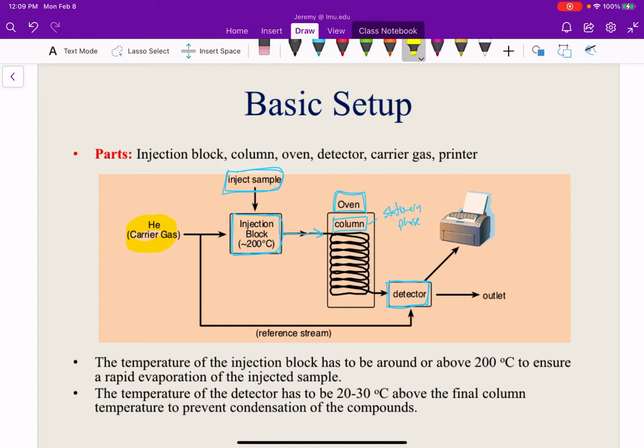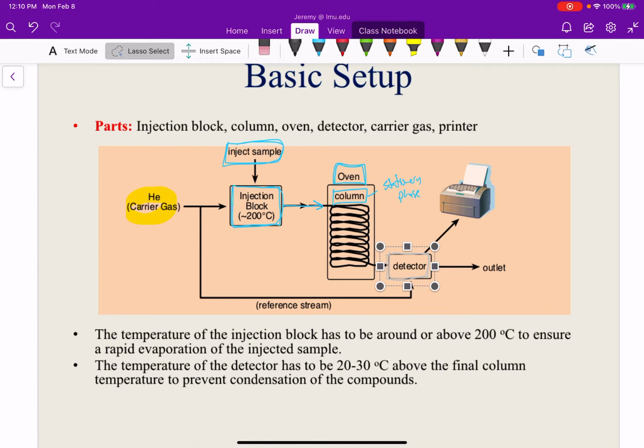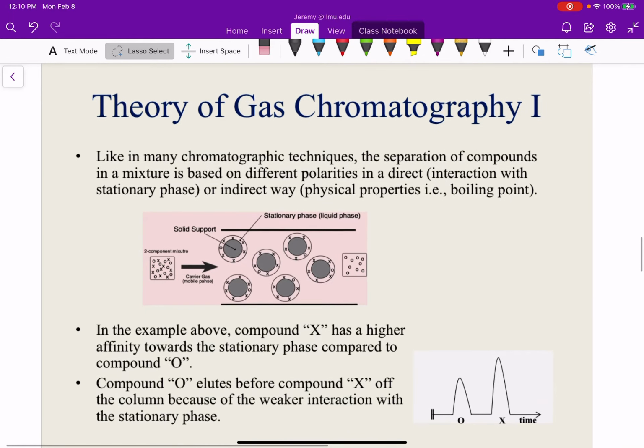And you can really set different temperatures of your injection block. You can set a temperature of your column and set the temperature of your detector. And all of those can impact your sample retention times and the amount that you see. All right. And here at the bottom, typically your injection block is around 200 degrees to make sure your sample is being evaporated, and then the detector is usually about 20 or 30 degrees above the final column temperature. But for us, you don't really have to worry about setting those temperatures. It's just making sure you pay attention to those temperatures, and we'll talk about that a little bit later.